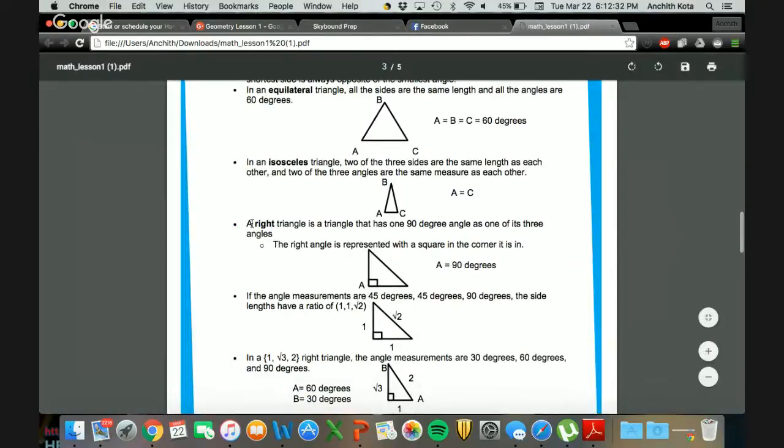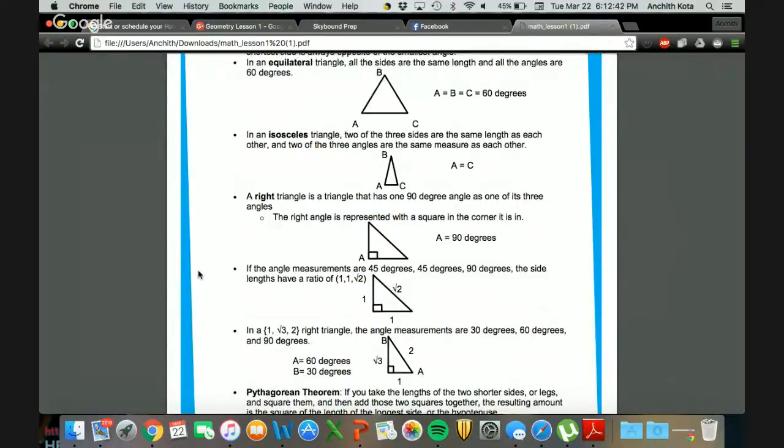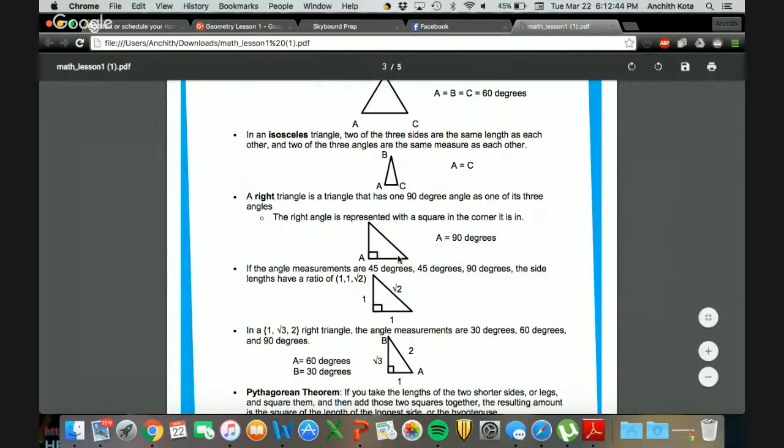Okay, right triangles. A right triangle is a triangle that has one 90-degree angle as one of its 3 angles, and the side that is opposite the 90-degree angle is always the hypotenuse in right triangles.